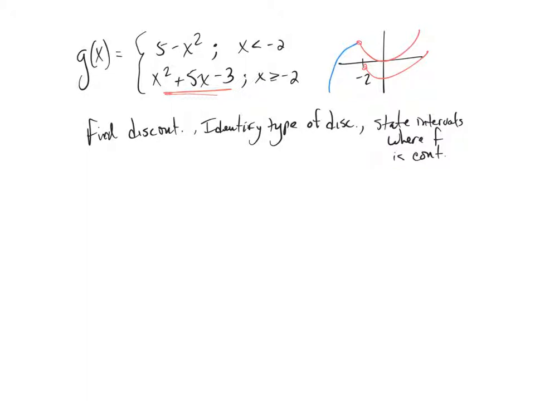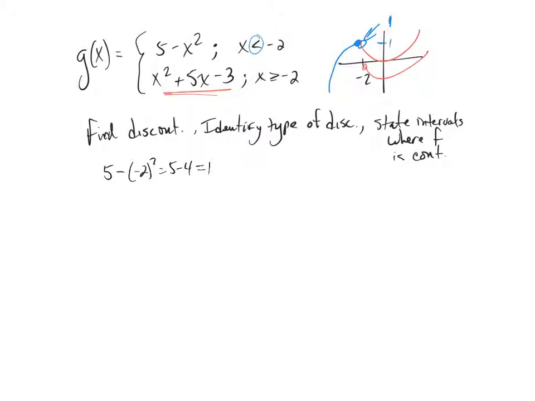So if we plug -2 into the top function, we get 5 minus -2 squared, which is 5 minus 4, which is 1. So that means this blue function is going to leave you off here really close to y equals 1. It actually has an open circle there because it doesn't include the equal sign, but it's going to leave you off very close to y equals 1.